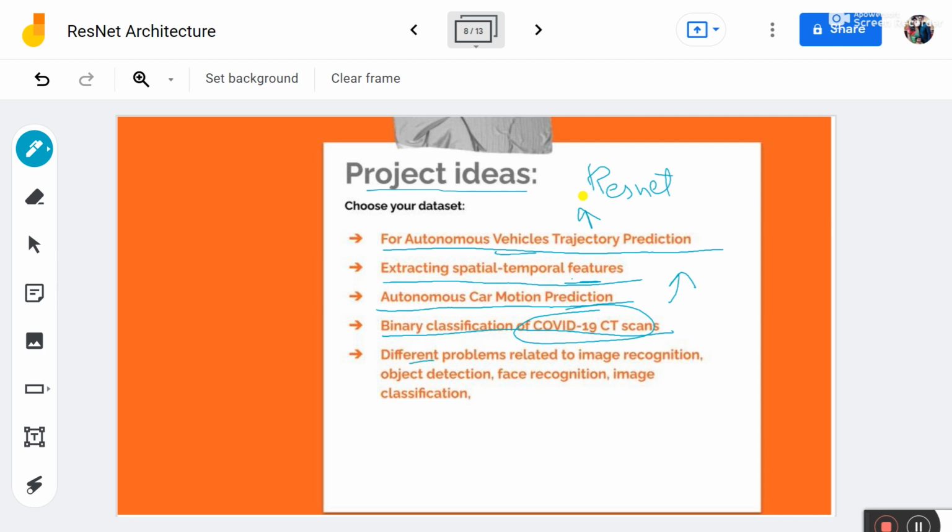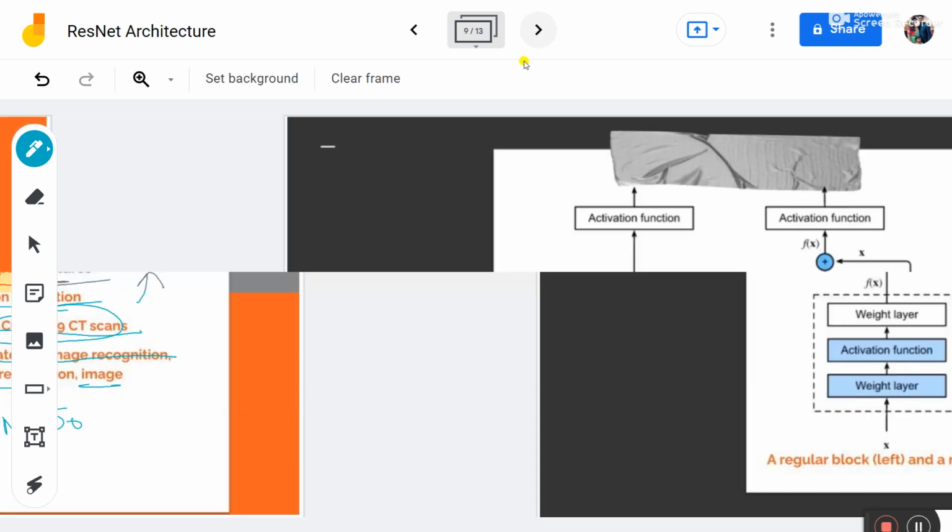So different problems related to image recognition, object detection, face recognition, and image classification. ResNet is used most widely in terms of deep learning. All right. So you can play around with these ideas.